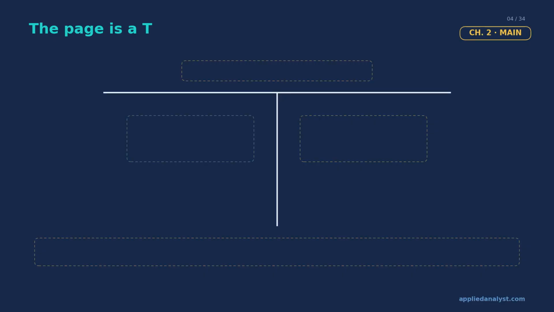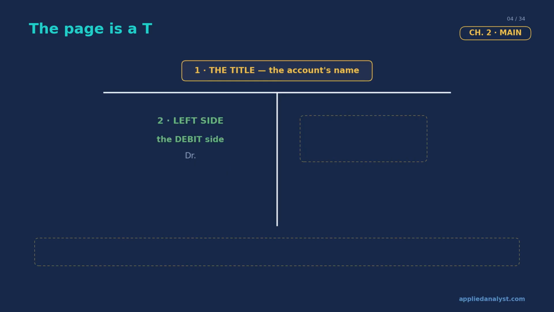Here's what a page looks like, and it's called a T account because it looks like the letter T. 3 parts, that's the whole anatomy. 1, the title, the account's name, written on top. 2, the left side, called the debit side. 3, the right side, called the credit side.